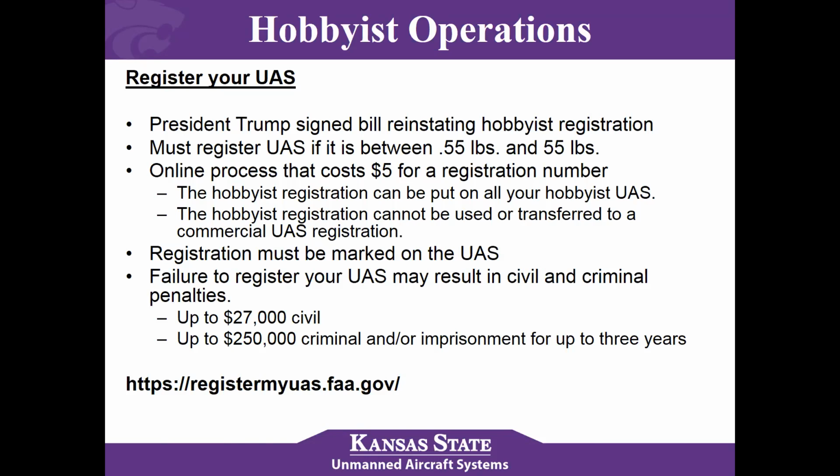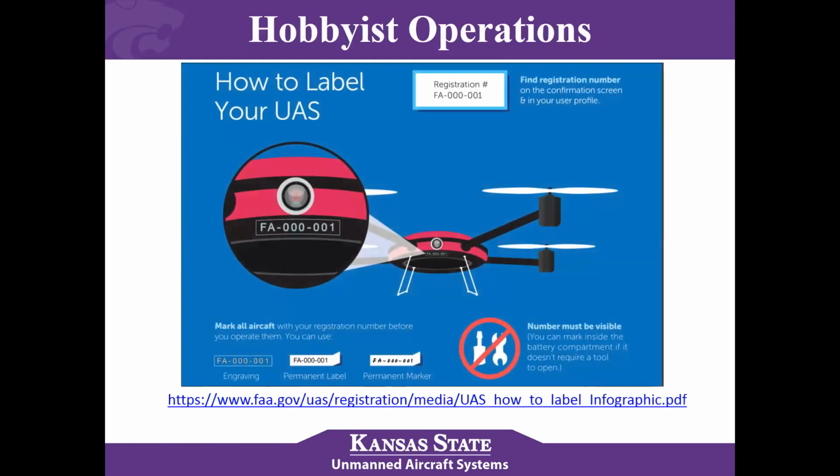The registration must be marked on the UAS, and failure to register a UAS may result in civil or criminal penalties up to $27,000 for civil and $250,000 for criminal. There's a lot of information on the link listed below there. It shows you where and how you can comply with these requirements to register. On that site, you'll see this exact picture that you see here on how to label it. It can be engraved. You can use a permanent label or a permanent marker.